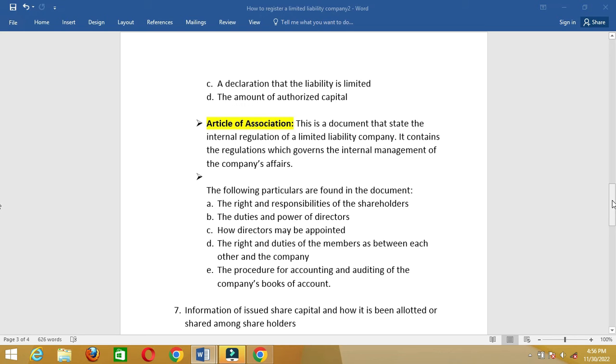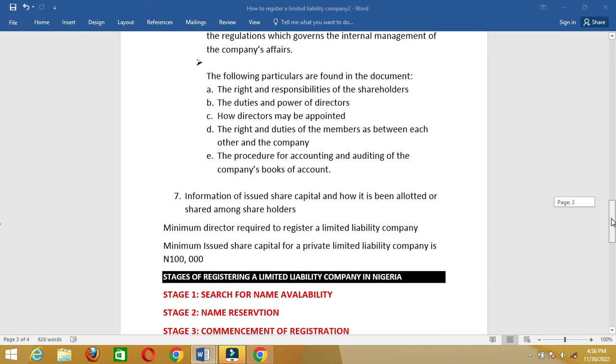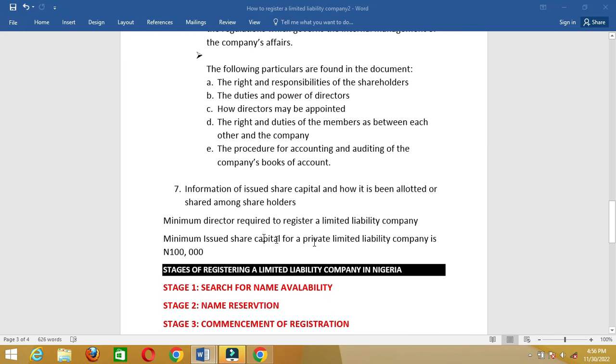Now let's quickly look at the minimum number of directors required to register a limited liability company. Someone may ask you, what is the minimum number of directors required to register a private limited liability company? It's very simple.